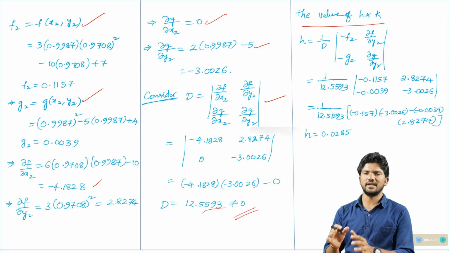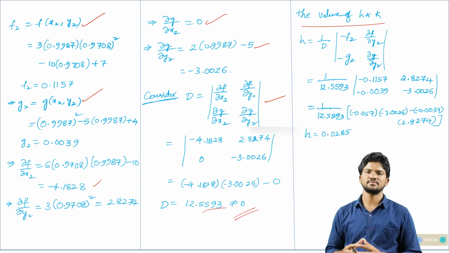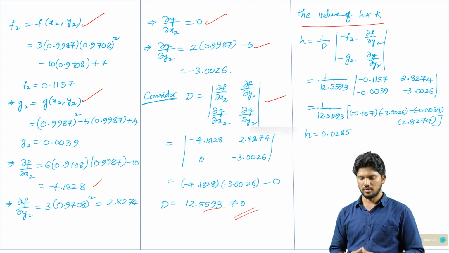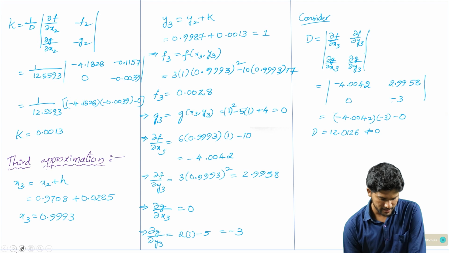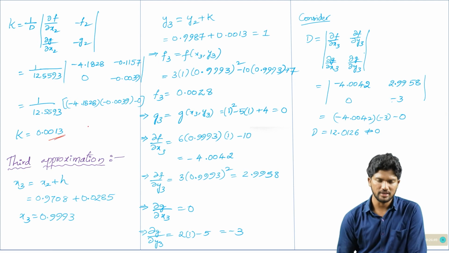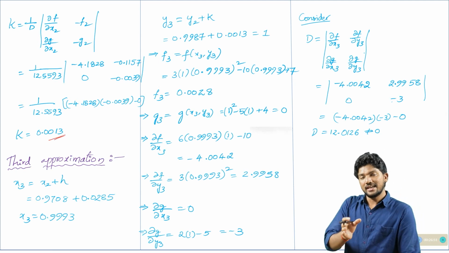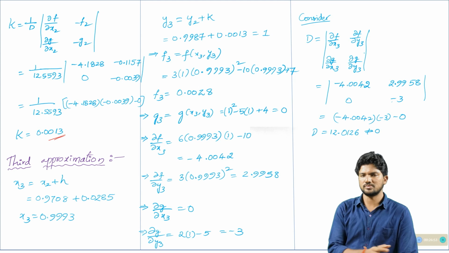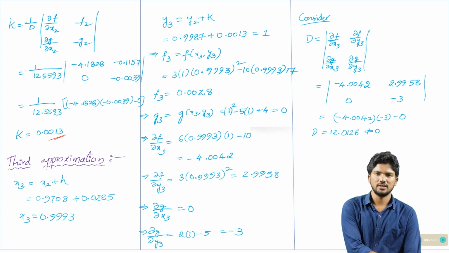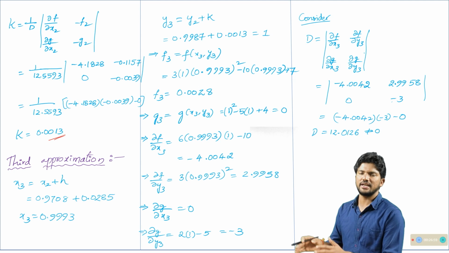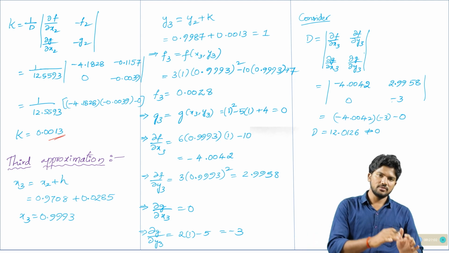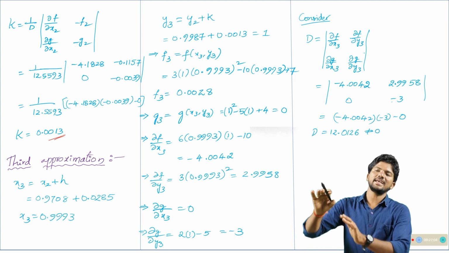This process you have to do until you get h and k values equal to 0. So this is the h value and this is the k value. This h and k are gradually decreasing. If you compare the first approximation with the second approximation, h and k values gradually decrease and x1, y1 values gradually increase.